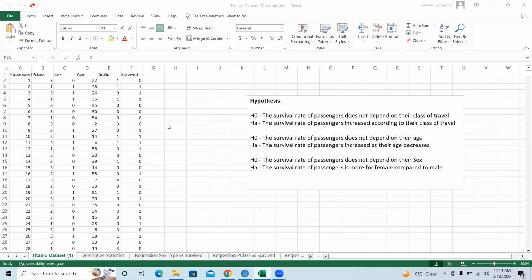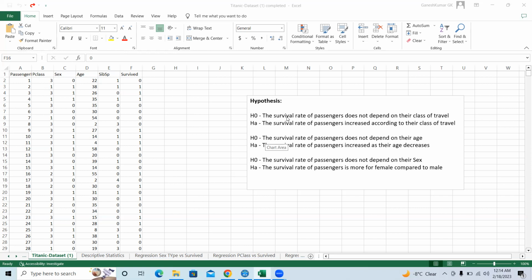So for the purpose of this analysis and my hypotheses, I'm going to correlate each of these variables in B, C, D with F, which is passenger class versus survived, sex versus survived, and age versus survived. Let me explain my hypotheses here.